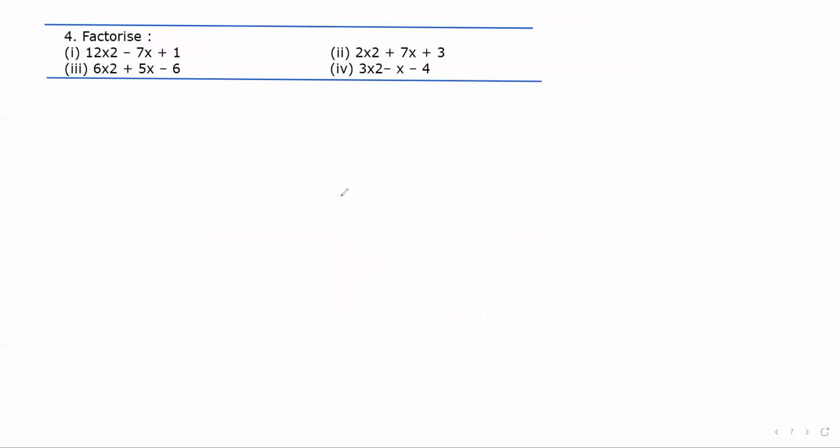Next, fourth question, factorize the following. Now, let's consider the first one. 12x squared minus 7x plus 1. We will be using the middle term splitting method.